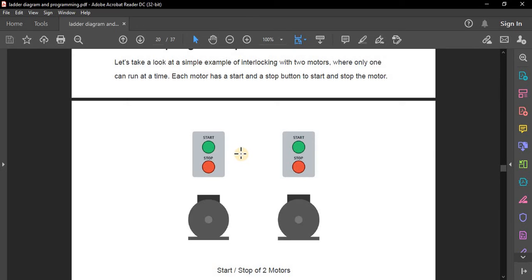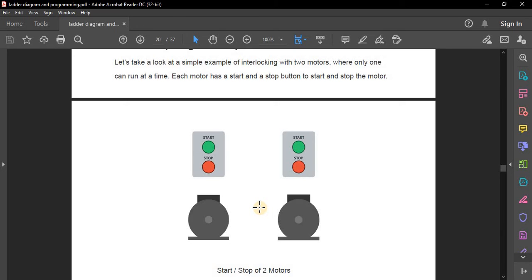So in this example we are going to see latching, which is the examine if closed or normally open instruction. We have already seen latching in the previous slides. I have chosen latching because with this simple instruction we can quickly implement the logic.